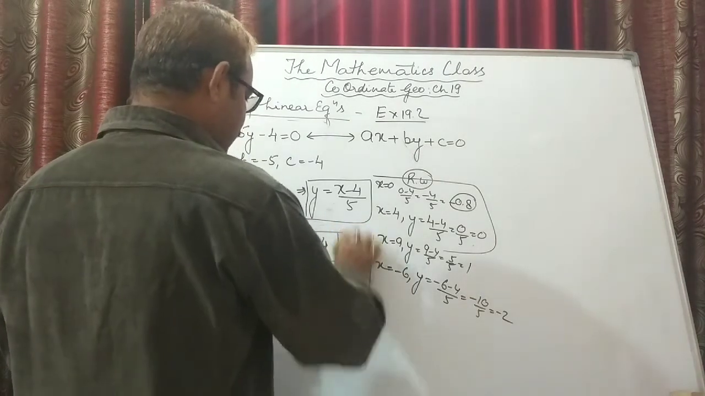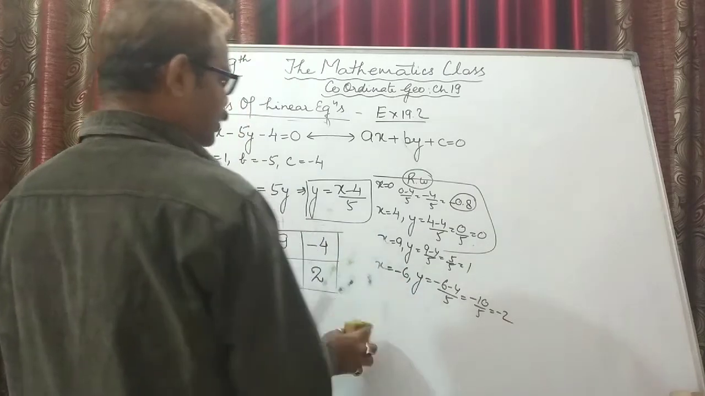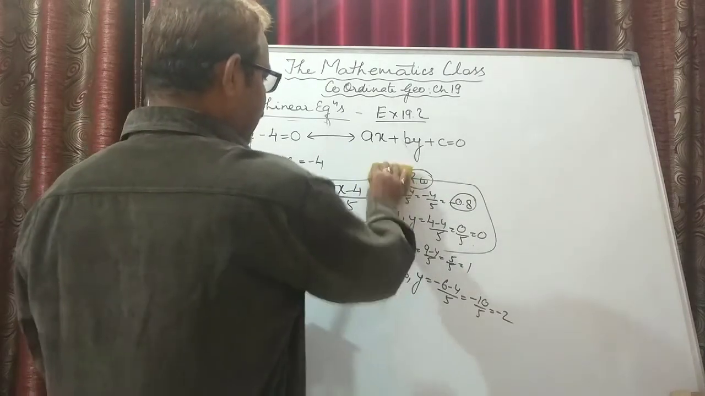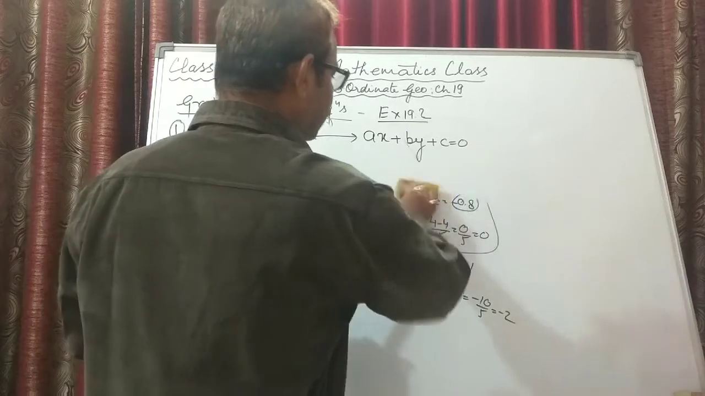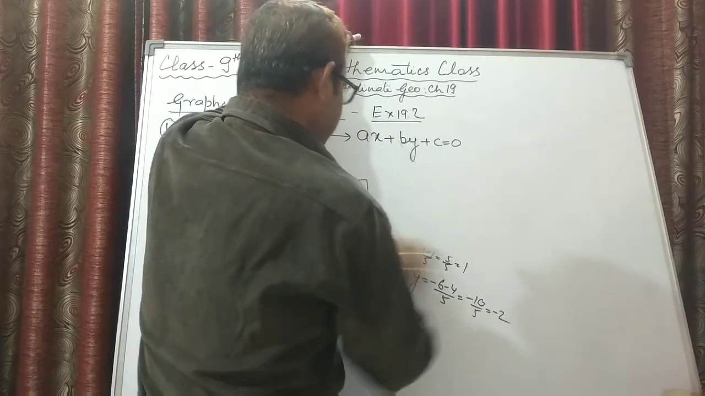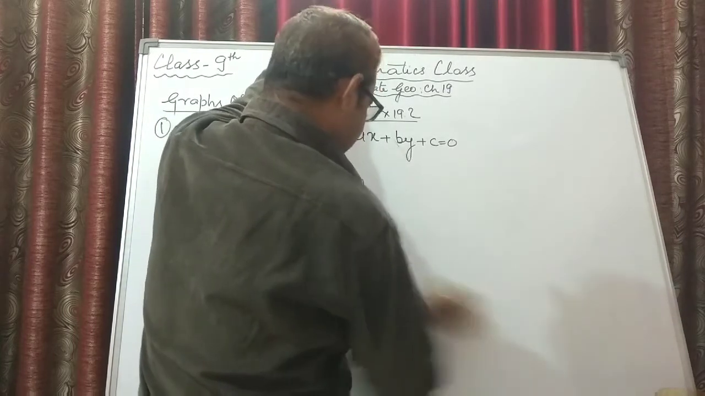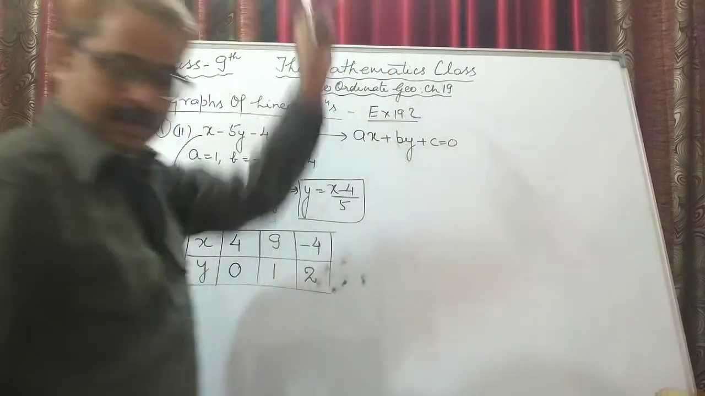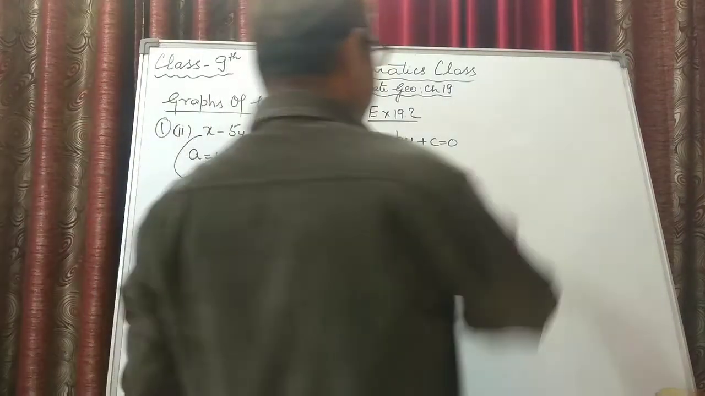Now we will draw the graph of the equation. So I will rub out all this rough work, and on the other side I will be drawing the graph. So in this case, what we need to do, suppose this is my graph.